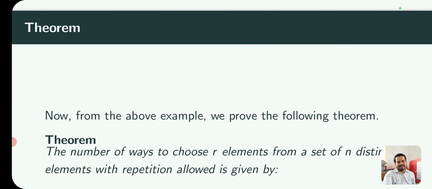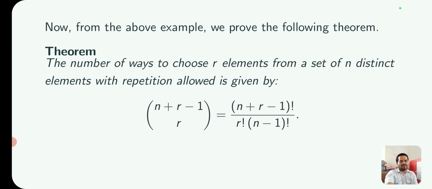Now from the above star and bar method, we will see here the theorem, or you can prove this theorem by using the star and bar method. So let us see the statement of this theorem. The number of ways to choose r elements from a set of n distinct elements with repetition allowed is given by (n plus r minus 1) C r, and it equals (n plus r minus 1) factorial divided by r factorial times (n minus 1) factorial. So we have to show this result.